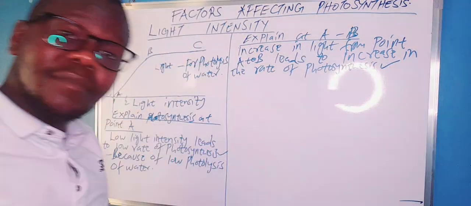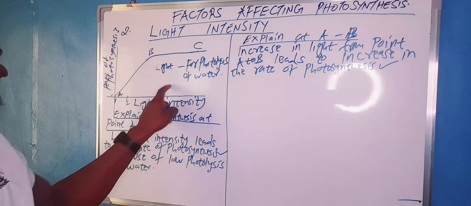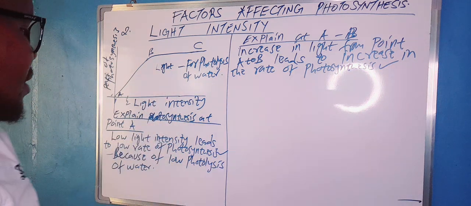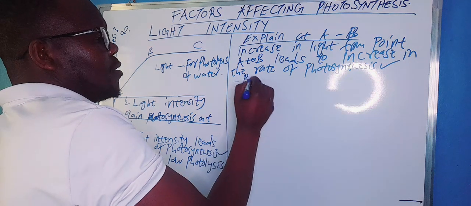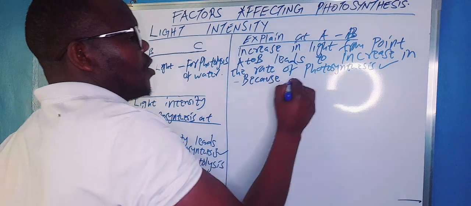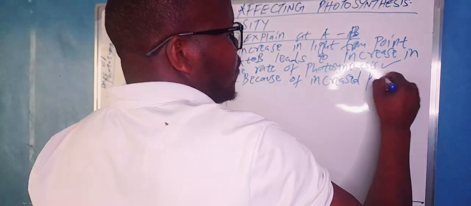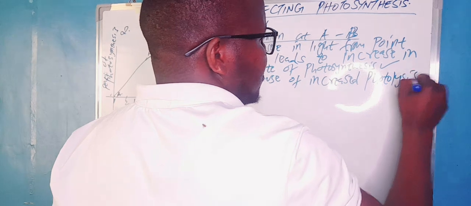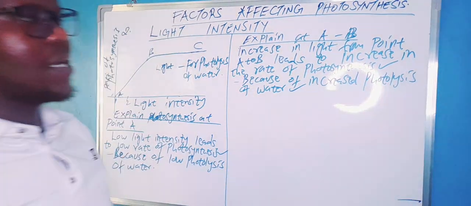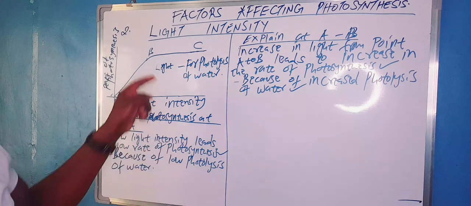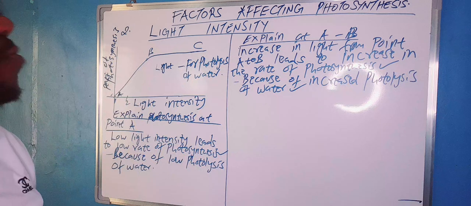You get your first mark. The main reason, what's the main reason? The main reason is increased photolysis of water. You get your mark. Hence increasing the rate of photosynthesis. And you have understood how you'll explain in case it demands more marks.